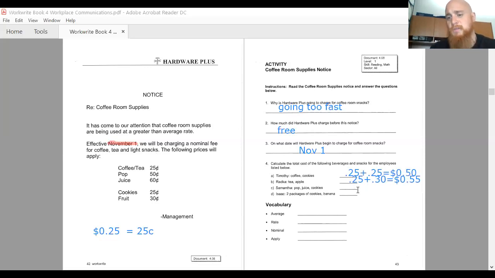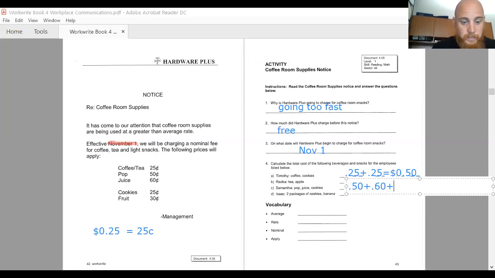Another strategy would be to actually count out the fake or real money if you have it. If learners are struggling to do it this way, get them to count out 25 cents and then 30 cents and add it together if that would help. Samantha had pop, juice, and cookies. So the pop, 50 cents, plus her juice, 60 cents, plus the cookies, 25 cents, sorry. And then we add that together. I think that's $1.35.